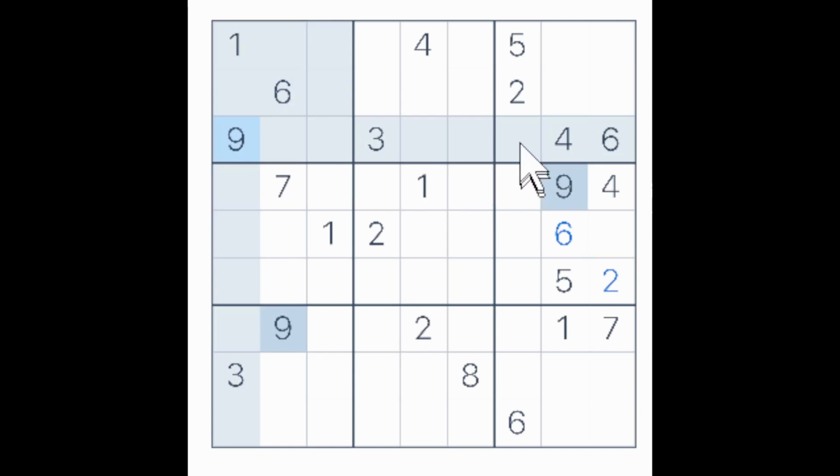This 9 blocks this cell. The 9 here blocks these 2 cells. Therefore, one of these must be a 9. It doesn't matter right now which one it's going to be eventually, but a ghost 9 here and a 9 here, and this 9 forces a 9 to go here.